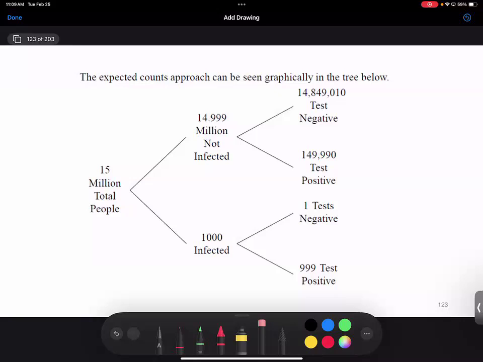And so now we can see who are the people who test positive. Well, at the end of the day, these are the people who test positive. If you look at that, only basically 1,000 people who test positive actually have it. 150,000 approximately people who test positive don't have it. So when you look at the expected counts approach like this, it really drives home the fact that if you have a positive test, it is unlikely that you are ill.